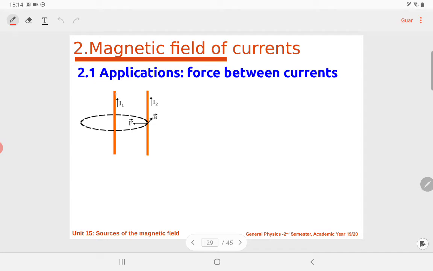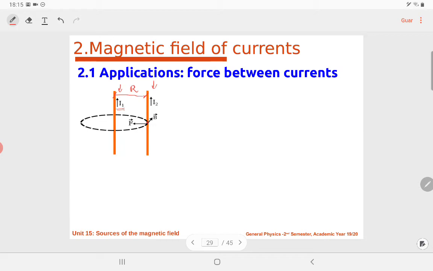This is what we have if we have two currents. Imagine these two currents. This is the first one, this is the second one. I'm going to call I1 the magnitude of the current of the first wire, and I2 the magnitude of the current of the second wire. They're both parallel, at a distance r. So from what we've just seen, we know that this current is going to generate a magnetic field all around the region.